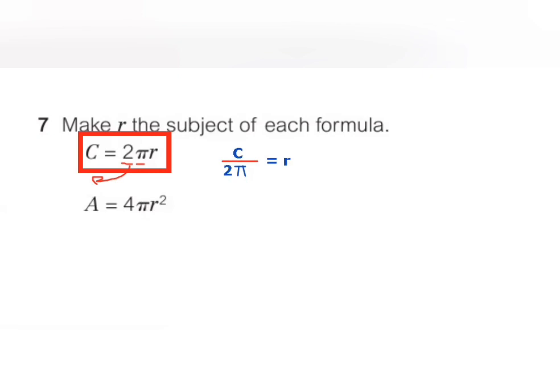Same idea here, but we have an extra step. We notice that we have the 4 and the pi here. So we're going to take them to the other side. They are multiplied by the R squared. So I have to take it to the other side and then follow the steps. So first, I take these to the other side by dividing. So I end up with what?